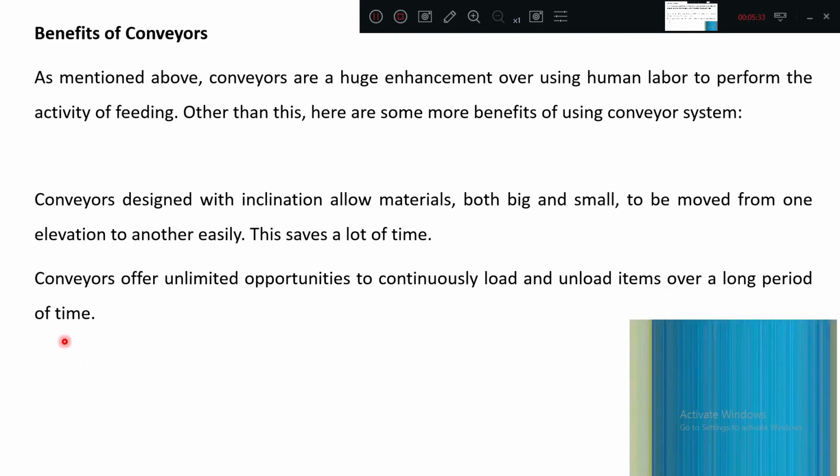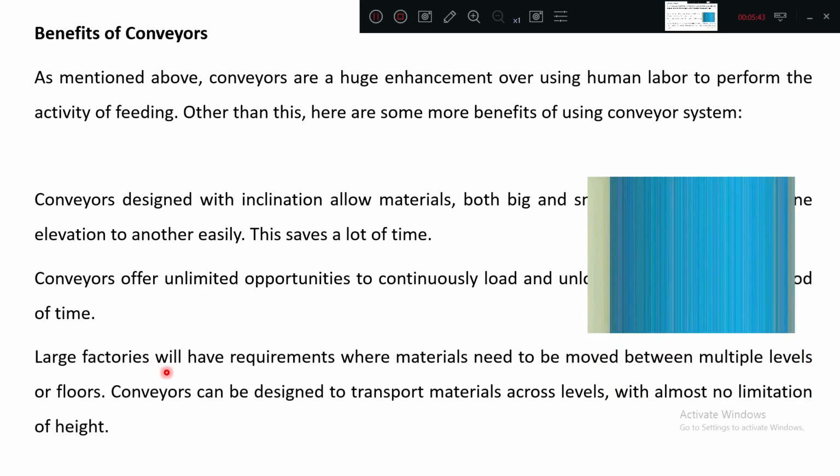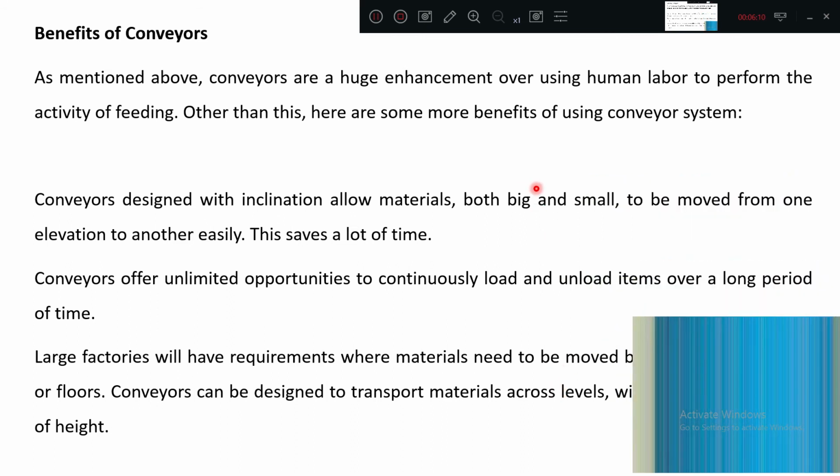So, it is beneficial compared with humans in this regard. Continuous working, loading, unloading is possible here. Okay. Now, large factories will have requirements where materials need to be moved between multiple levels of floors. Conveyors can be designed to transport materials across almost all levels with almost no limitation of height. So any height transportation is easily achievable here.